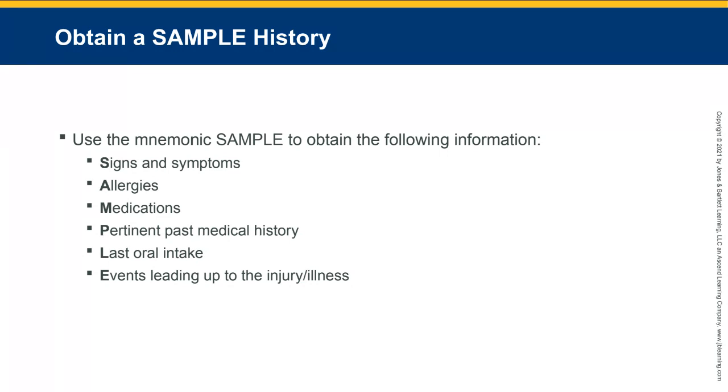Pertinent past medical history. Does the patient have any past medical issues? Last oral intake. When was the last time the patient had something to eat? And if necessary, what exactly did they have to eat? E, events leading up to injury or illness. What exactly were they doing when the injury or illness occurred? So your OPQRST and your SAMPLE, very important to medical patients. It doesn't mean that it's only medical patients you're going to ask these things. You can ask trauma too.